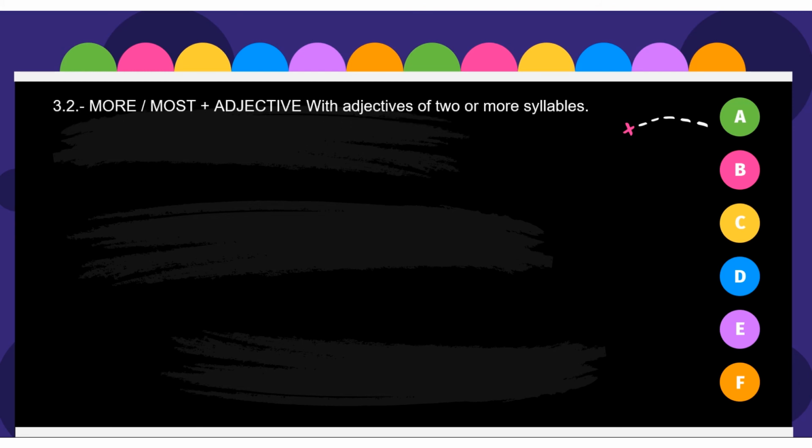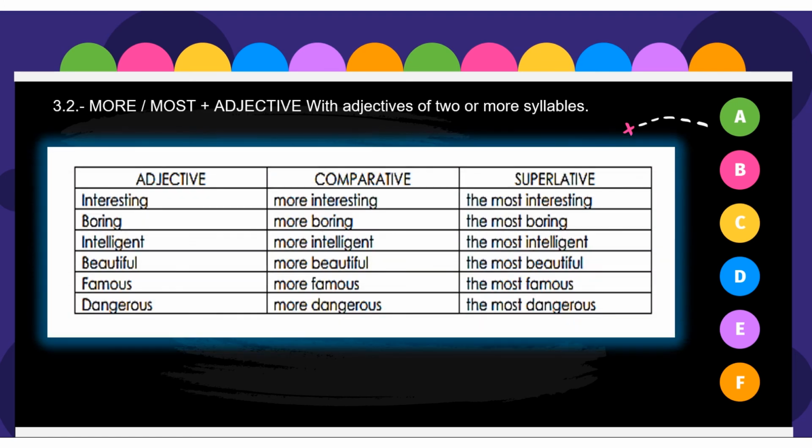Then we have more, most, plus adjective with adjectives of two or more syllables. Adjective, comparative, and also the superlative form. Interesting, more interesting, the most interesting. Boring, more boring, the most boring. Intelligent, more intelligent, the most intelligent. Beautiful, more beautiful, the most beautiful. Famous, more famous, the most famous. Dangerous, more dangerous, the most dangerous.